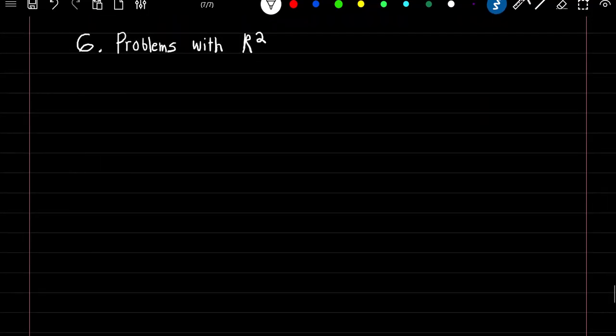Problems with r-squared. So we learned in simple linear regression that you can use r-squared and residual standard error to judge the performance of your model. But now we're going to learn what can go wrong with using r-squared in multiple linear regression.